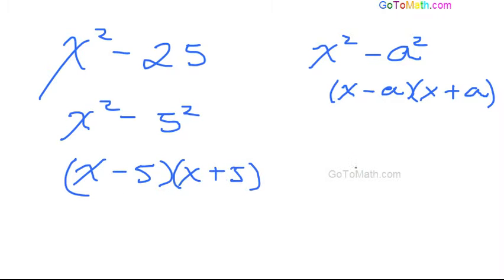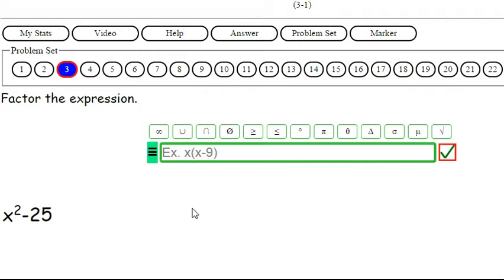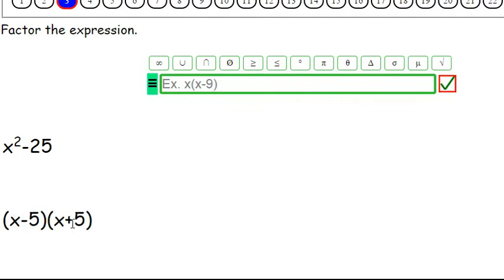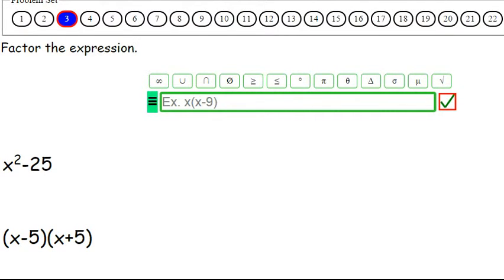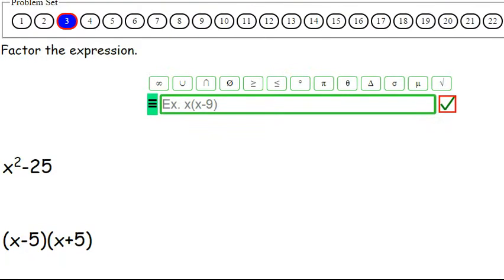Now, it doesn't matter whether you write x plus 5 times x minus 5. These are both equal. However, if you're going to type this into the green checkbox, because I don't have a program for all the combinations, or permutations, we'll probably be writing the minus first and the plus second, as you see here. You can check that out. Alright, difference of two squares.